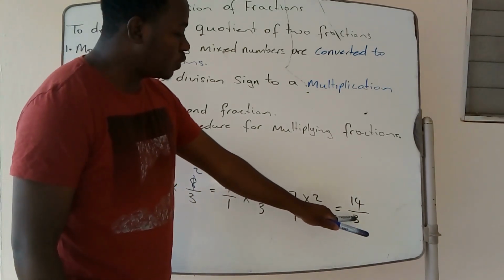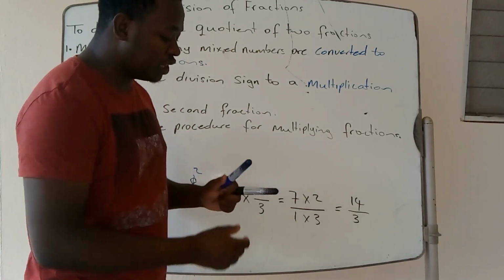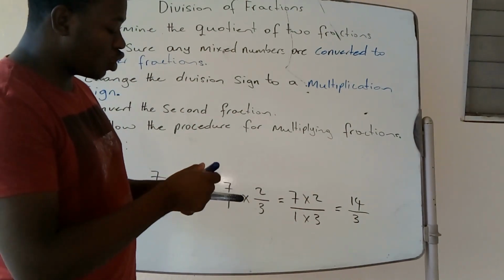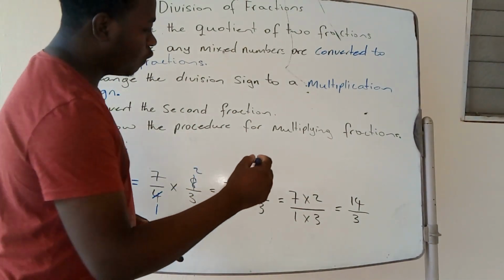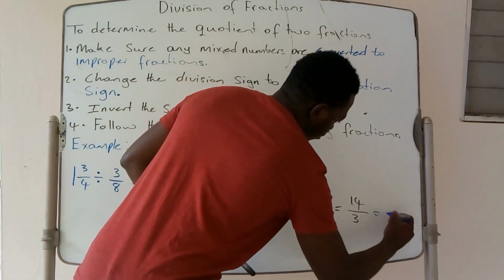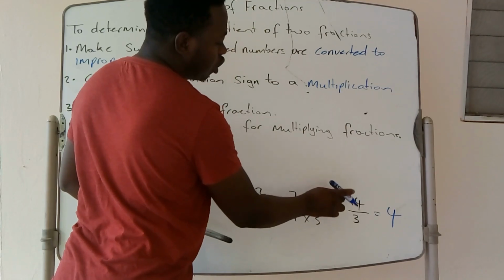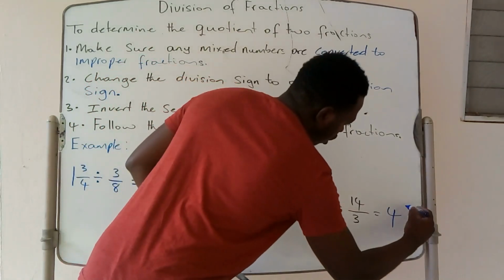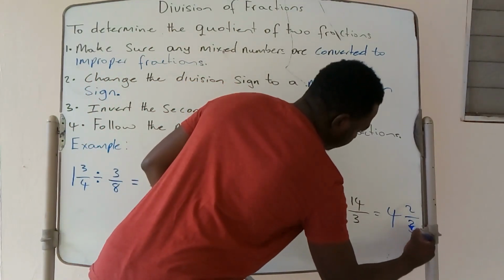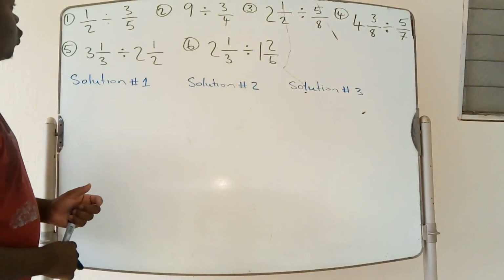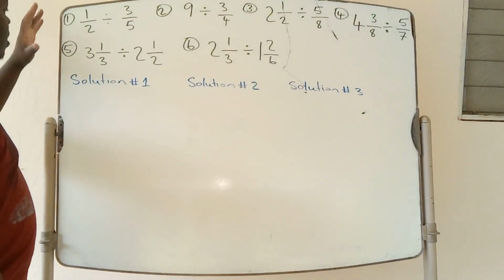So how many groups of 3 can we get out of 14? That's going to be 4. How many is left after we take out our 4 groups? 2. So that's going to be 2 over 3. So now we're just going to work through these 6 examples.